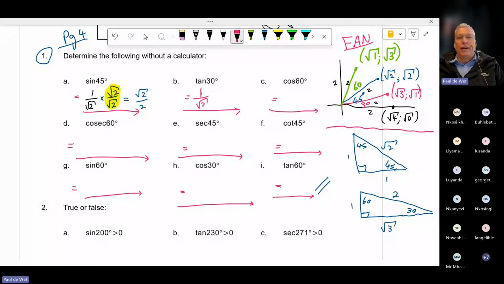Right. Tell me, what's tan of 30? 1 over root 3. Okay, 1 over root 3. Also root 3 over 3, but that's fine. Let's go next door. Cos of 60 degrees. There we've got an answer. Well done. Next. Cosec of 60.